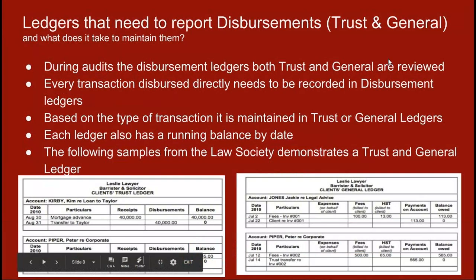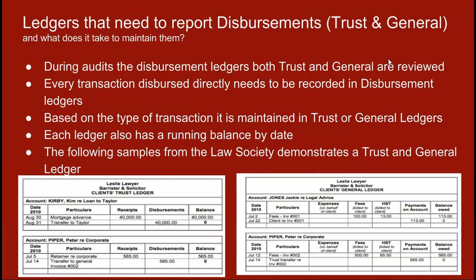So our first snapshot of looking at, and again, this is right off the bookkeeping guidelines of the Law Society, what are these ledgers that need to be managed, both from a trust as well as a general perspective? Again, the most popular question is, I'm not doing trust. If you're not doing trust, great. You don't have to have the trust journal and ledgers. You just have to deal with general.